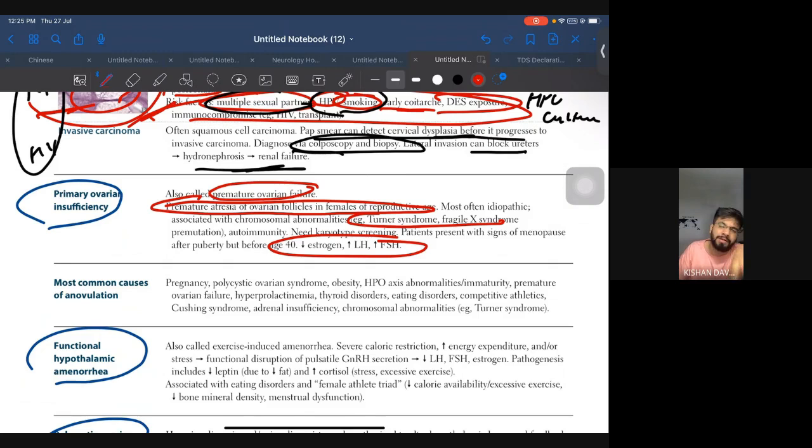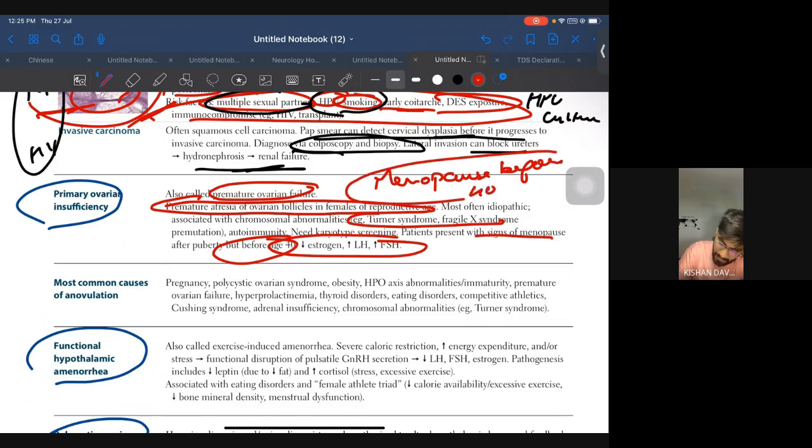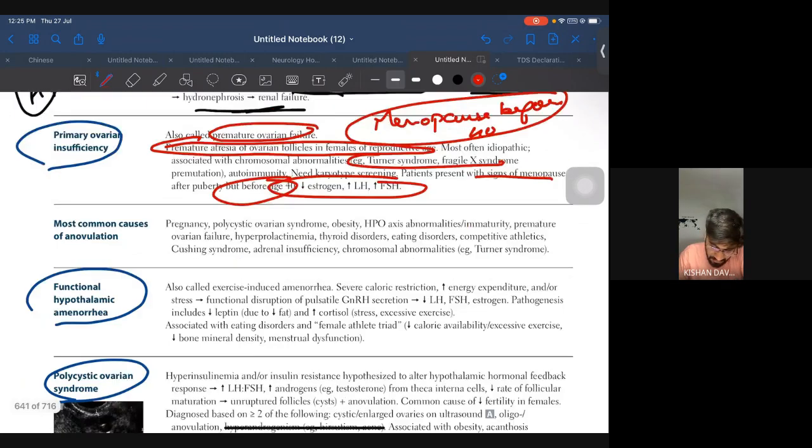You have to remember one thing: estrogen inhibits both whenever it is normal. So here it is decreased, so obviously it will be the opposite. If estrogen is in more quantity, then it will also cause LH suppression. So keep this concept in mind. They present with the signs of menopause before the age of 40. So they will say menopause before 40. Okay, so you have to think about premature ovarian insufficiency.